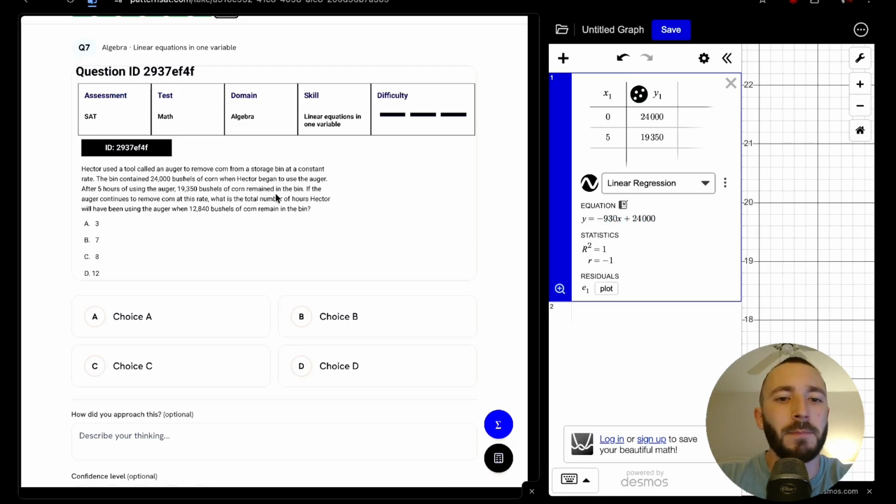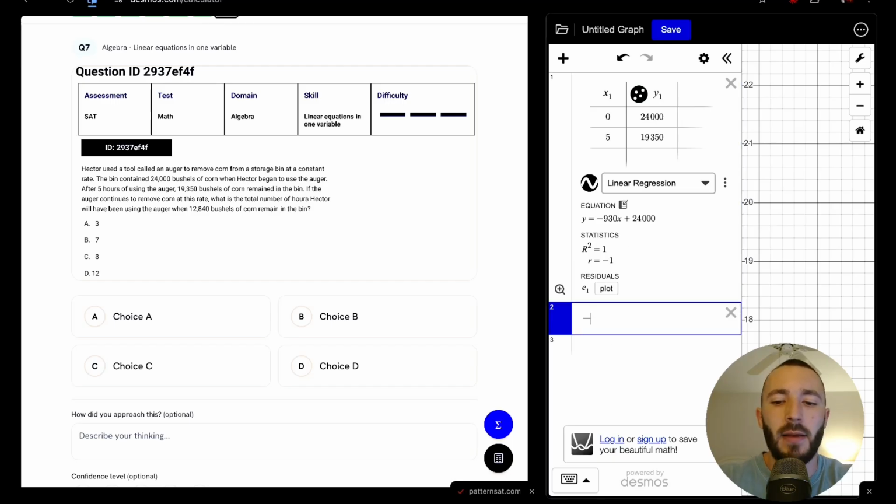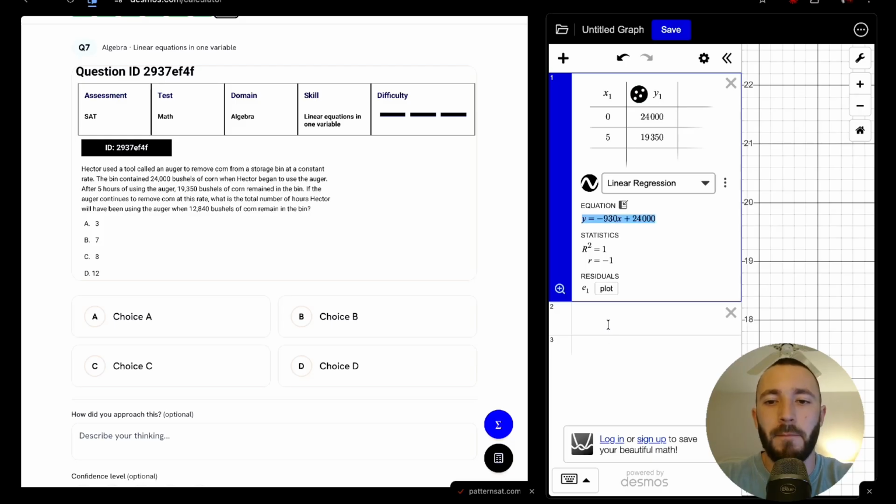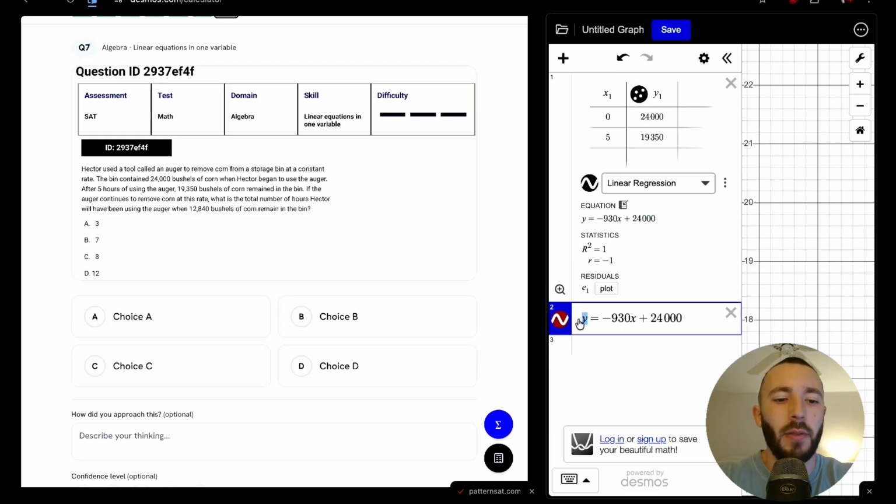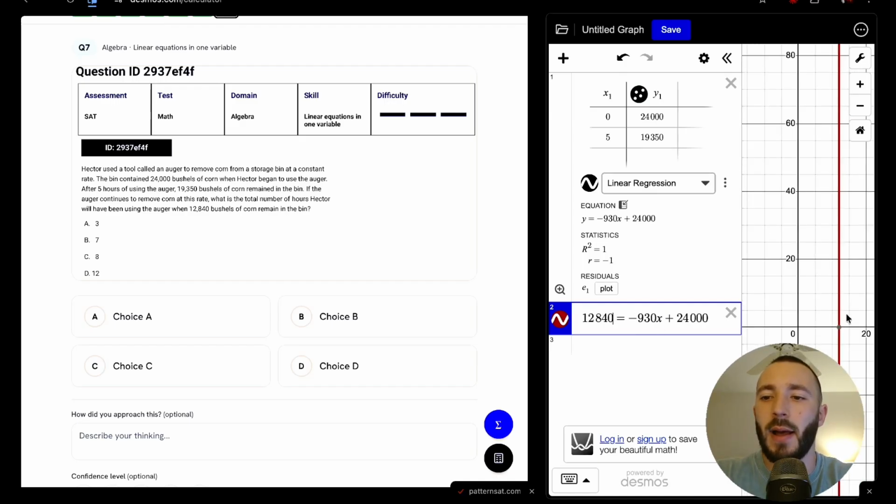So the question is, at what total number of hours will he have been using the auger when there's 12,840 bushels of corn remaining in the bin? Now, notice the 12,840 represents the y value, not the x value. So I could probably even just copy and paste this, and we're replacing y with 12,840, and it'll graph it. I might have to zoom out a lot. Okay, here it is. It looks like x is equal to 12. So D is going to be my answer.